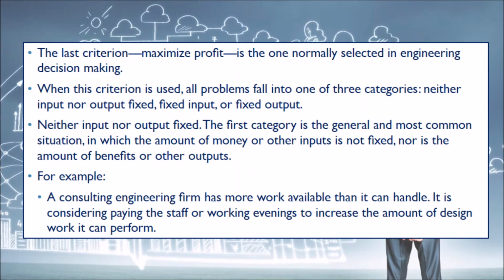The last criterion, maximize profit, is the one normally selected in engineering decision making. When this criterion is used, all problems fall into one of three categories: neither input nor output fixed, fixed input, or fixed output. Neither input nor output fixed. The first category is the general and most common situation in which the amount of money or other inputs is not fixed, nor is the amount of benefits or other outputs.